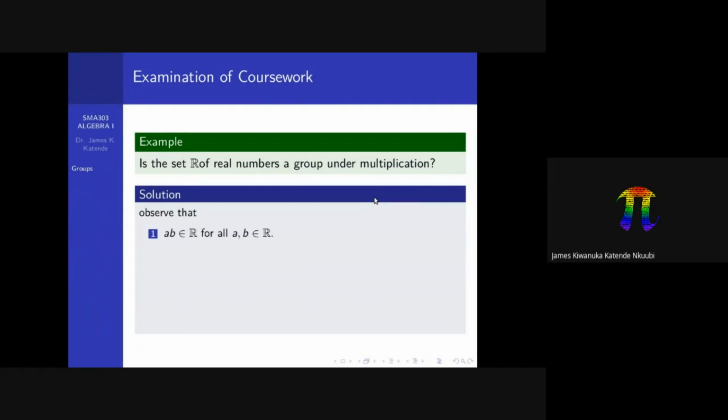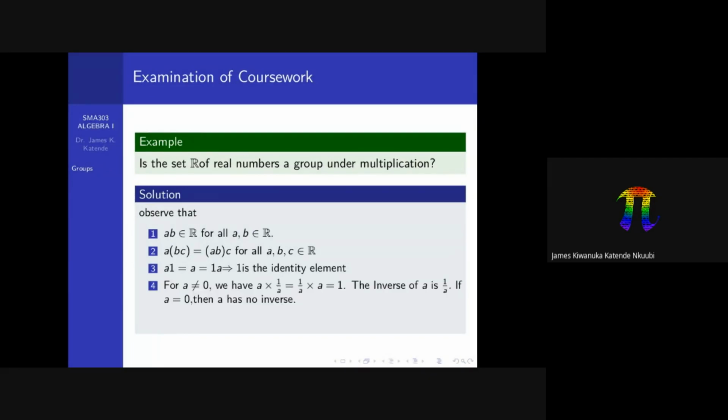So you observe that all these three properties are satisfied. So this may make you think that it is a group. And then if you check, all non-zero elements will have an inverse, because the inverse of A will just be the reciprocal of A, right?